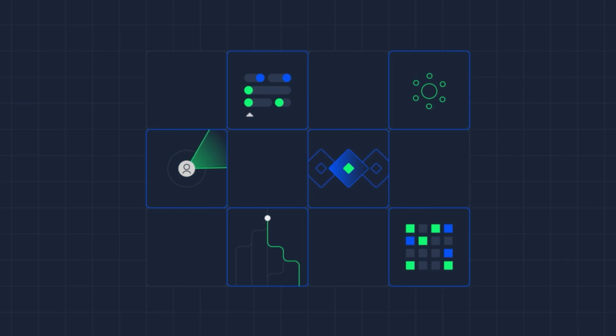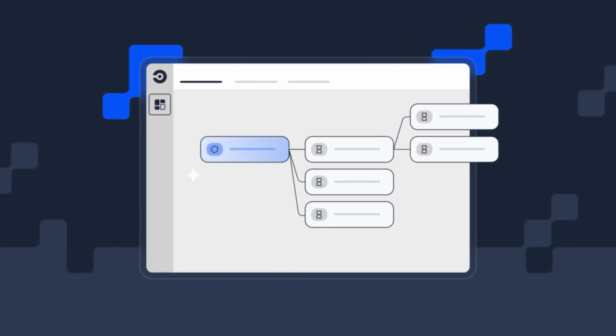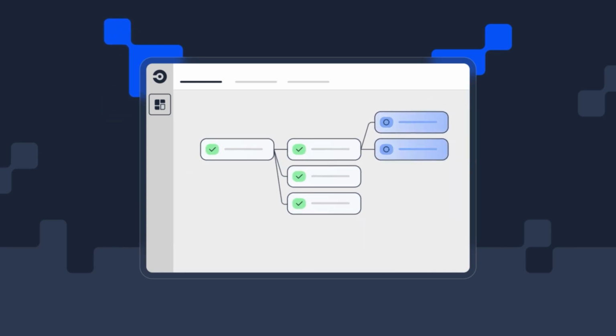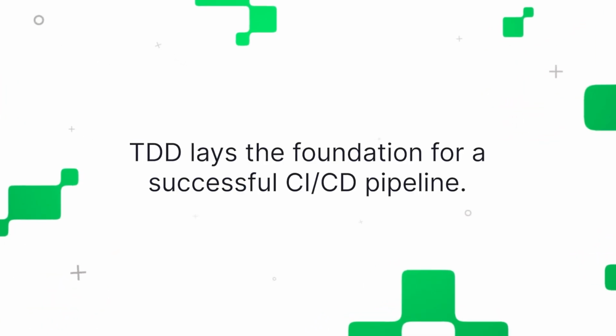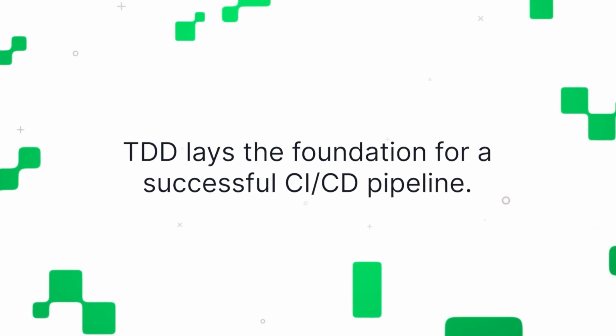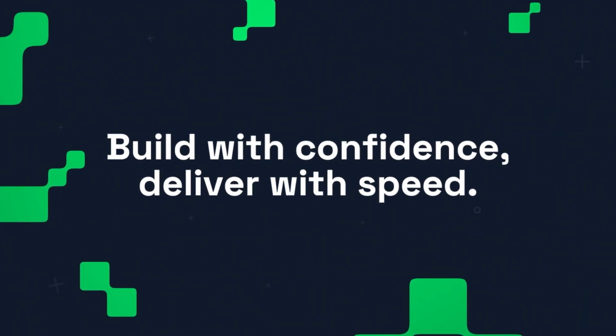TDD also aligns seamlessly with modern CI/CD practices. Continuous integration and continuous delivery rely on automated testing to catch issues early and ensure rapid, reliable deployments. By embedding tests into the development process, TDD lays the foundation for a successful CI/CD pipeline, one where changes are validated quickly and releases are smoother. Test-driven development isn't just about testing, it's about building with confidence and delivering with speed.